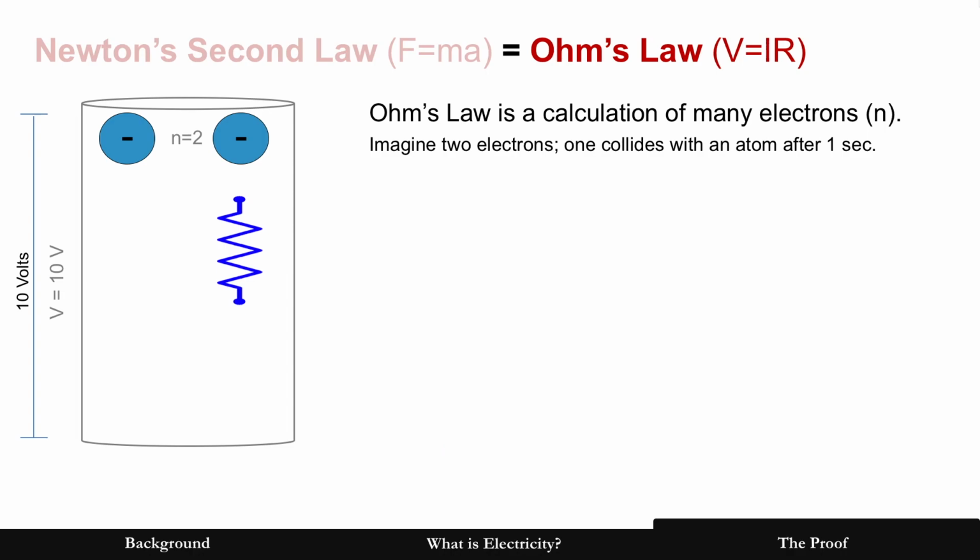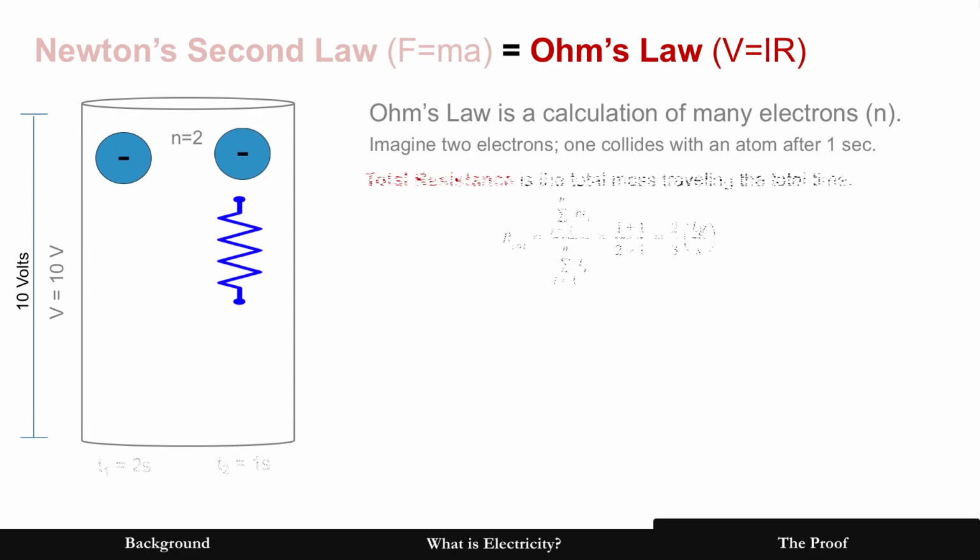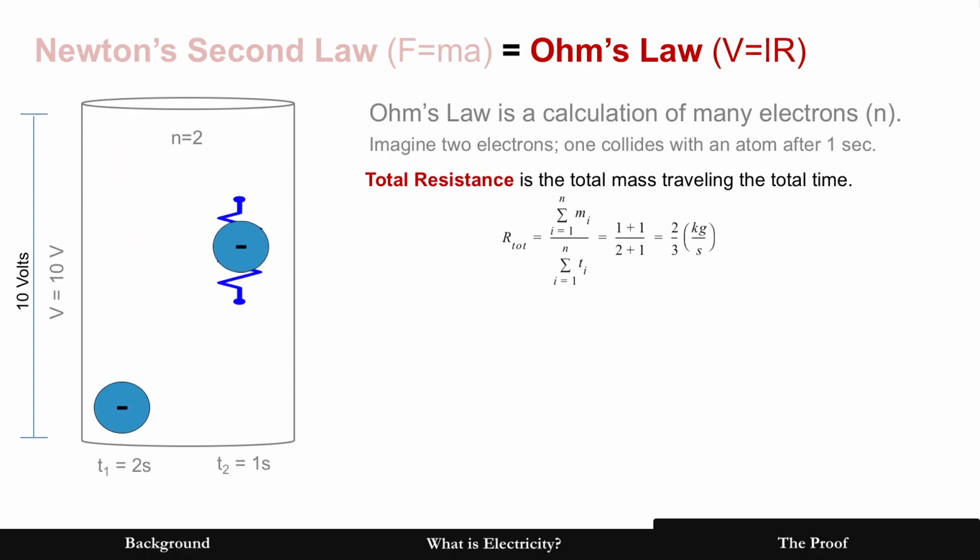Ohm's law is really a calculation of many electrons, because you can't just take a look at one electron and calculate it. It's impossible. So imagine two electrons, one collides with an atom after 1 second. Now, does that look familiar? That's the same thing that we just did with Newton's law with two balls that are being dropped. The total resistance in this case now is the sum of all masses divided by the sum of all time, and you get 2/3 kilograms per second. You can see the equation there.